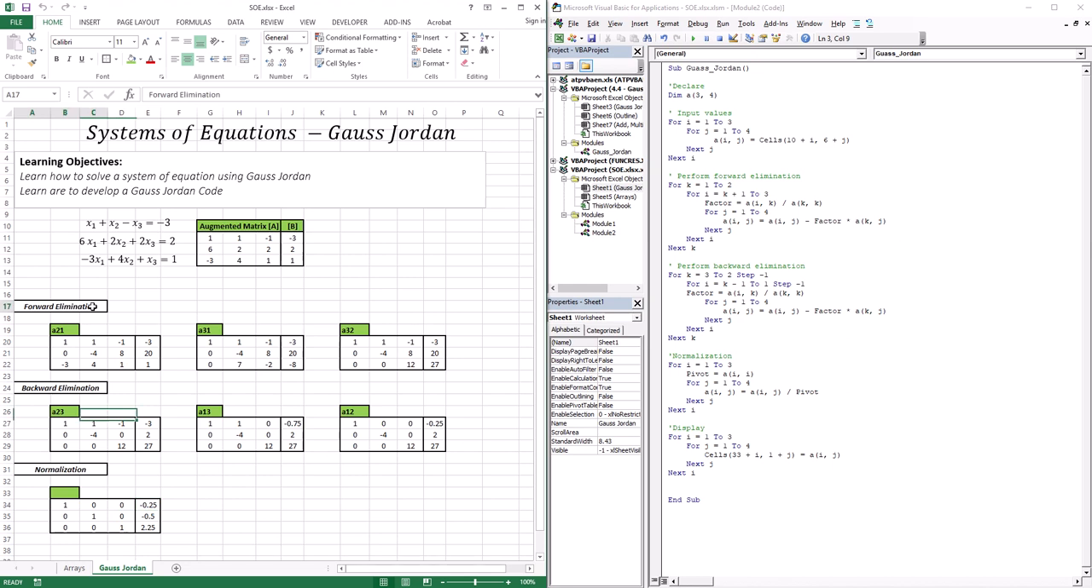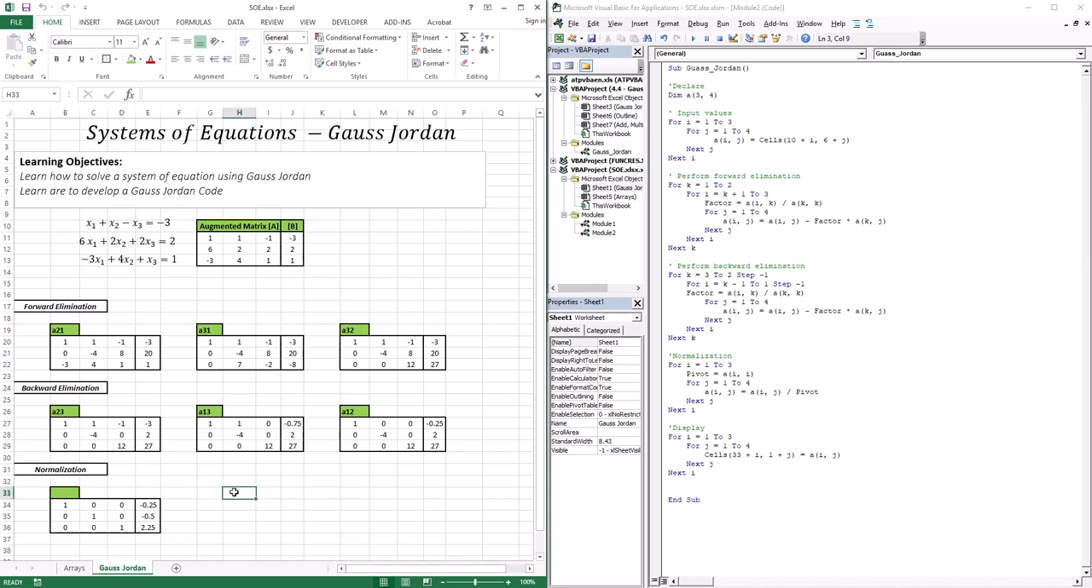So if I went through forward elimination, backward elimination, and normalization, whatever I have on the right hand side are my solutions. These are x1, x2, and x3. This is the great thing about Gauss-Jordan: if I go through forward elimination, backward elimination, and normalization, whatever I have on the right hand side, those are going to be my solutions.